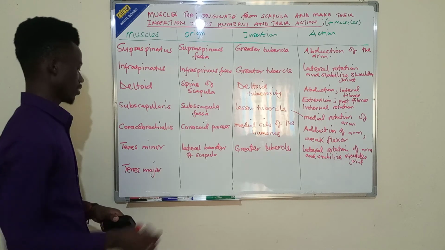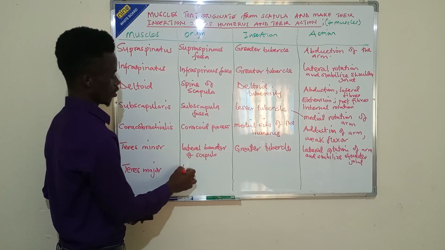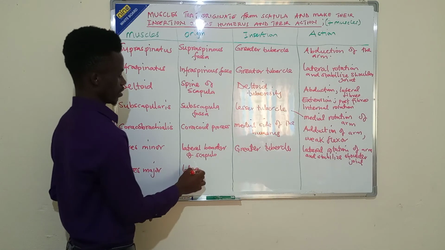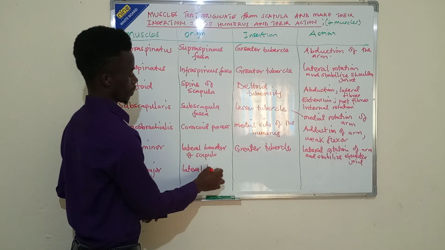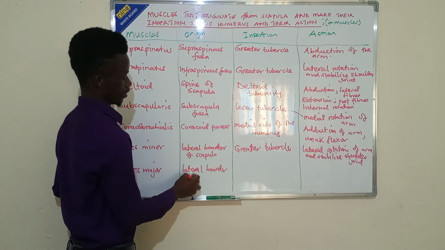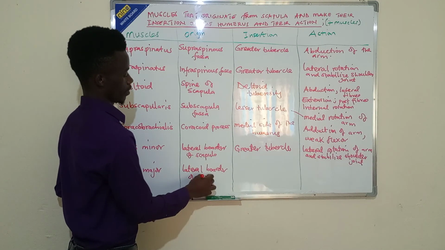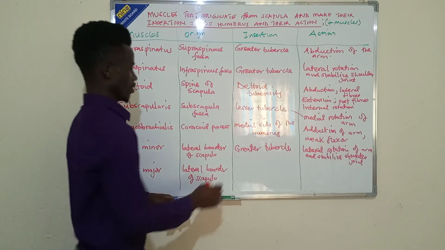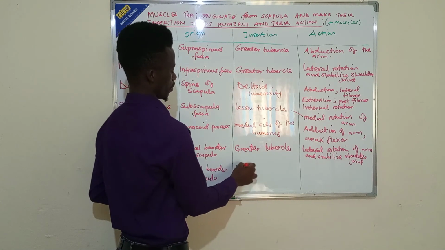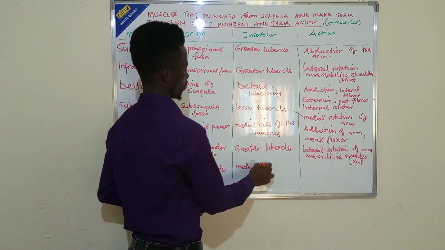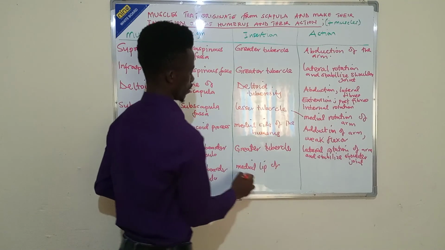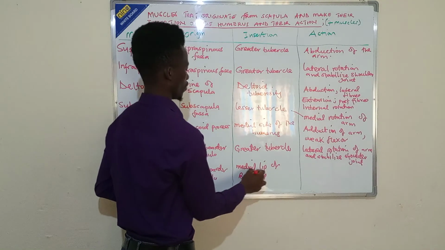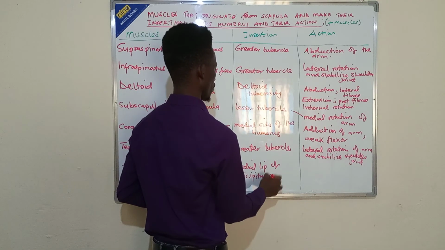Teres major originates from still the lateral border of scapula, that is below the origin of the teres minor. And then where does it insert? This inserts on the medial lip of the bicipital groove.